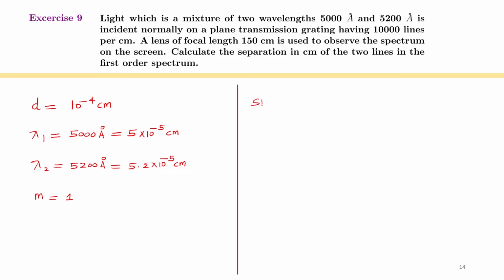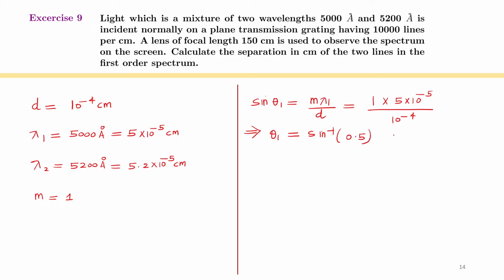We have sine theta 1 as equal to m lambda 1 over d, and this is equal to 1 times 5 times 10 raised to minus 5 over 10 raised to minus 4. This will give theta 1 as equal to sine inverse 0.5, and this is equal to 30 degree.